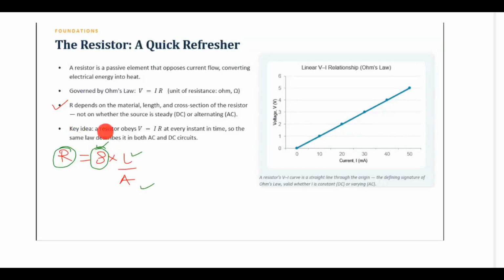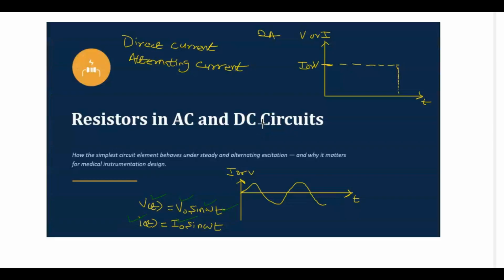So the key idea here is that a resistor obeys Ohm's law at every instant in time. So the same law describes it for both AC and DC. That's a very important point. A resistor generally functions based on Ohm's law, which is V equals IR. So whether it is an AC or a DC, whether it is a direct current or an alternating current, Ohm's law still holds for your resistor under any condition. This is a very important thing to note here.